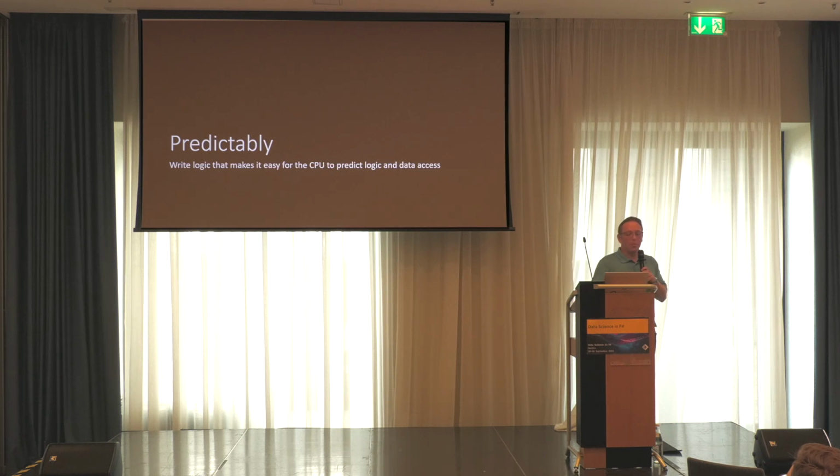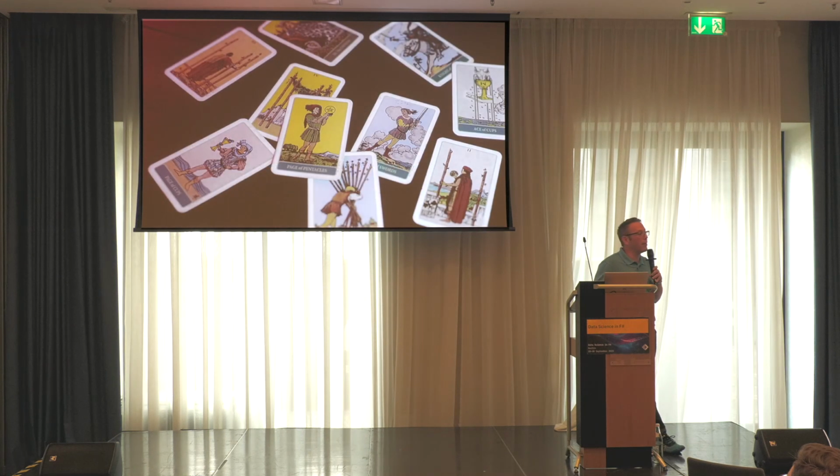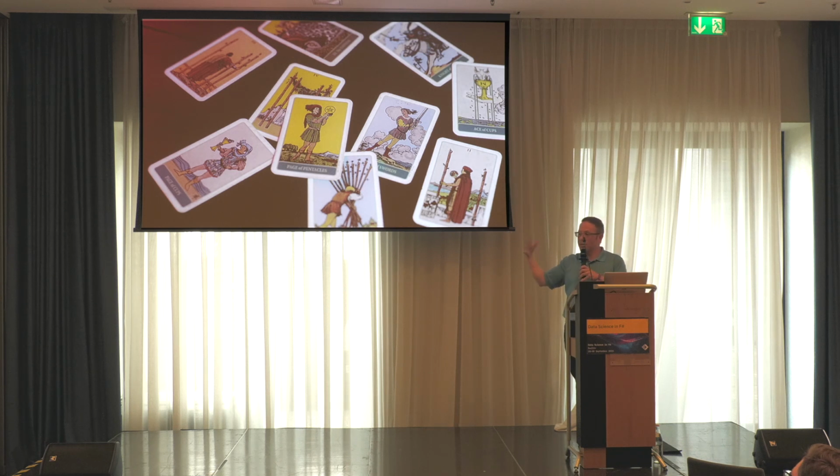Writing logic that makes it easy for the CPU to predict what you're going to do. Why does this matter? Inside of every CPU, there are two really important pieces of infrastructure. One is the branch predictor. When there are branches in your code, so if, then, else statements, the CPU is going to guess which branch you're going to go down so that it can start emitting code for the other piece of the CPU to start working on. So the better it is at predicting your code, the better your program is going to run.